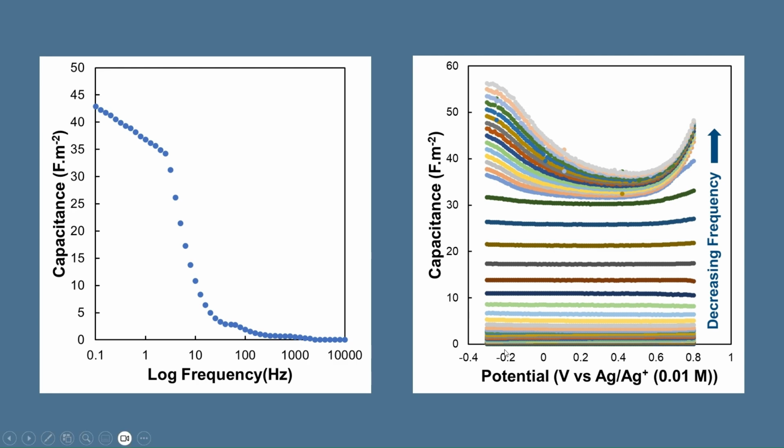For another experiment, we measured the impedance for every 10 millivolts over the potential window, and we've plotted the capacitance versus the potential, and you get some quite interesting data here. But each line basically is a decrease in the frequency.